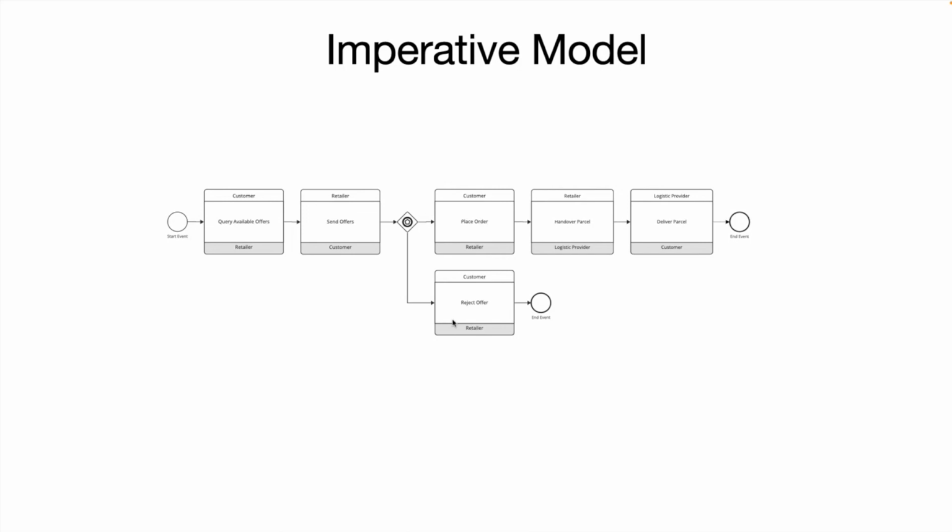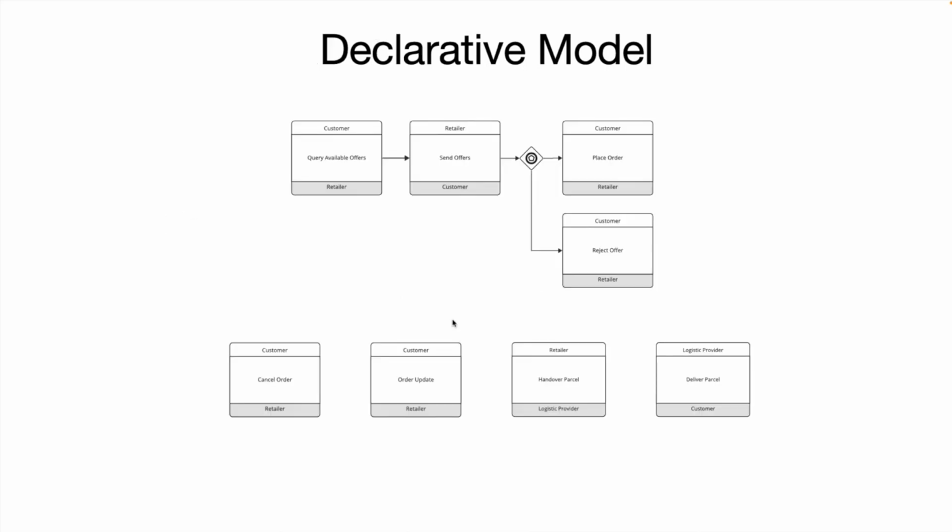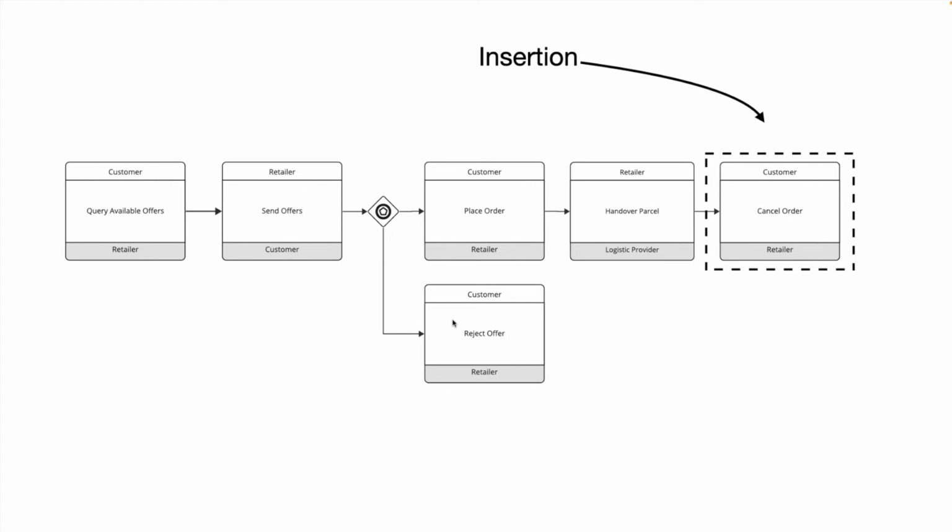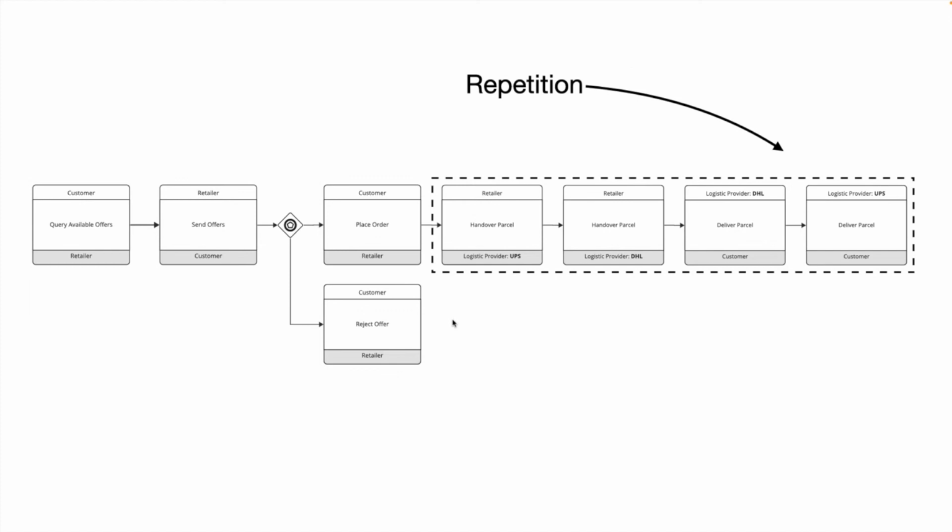So what we can do is have a declarative model, where the process is separated into different fragments, and then the combination of fragments will form the process during runtime. For example, we can have insertion. Here, the customer chose to cancel the order. He can also choose to cancel the order after placing the order, and not exactly in this same position all the time. Or for example, we can have repetition. Here, the retailer chose to deliver the product using 2 different logistic providers.